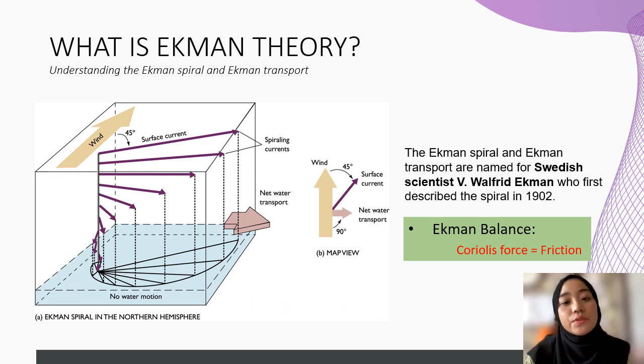Ekman theory is first introduced to the scientific world by Walfrid Ekman, Swedish scientist, in 1902. So according to the theory, Coriolis force is in balance with frictional force. So what is Coriolis force? Coriolis force is the force that comes from the Earth rotation, and frictional force is from the wind stress. So according to Ekman theory, there is Ekman spiral and there is also Ekman transport that we need to know.